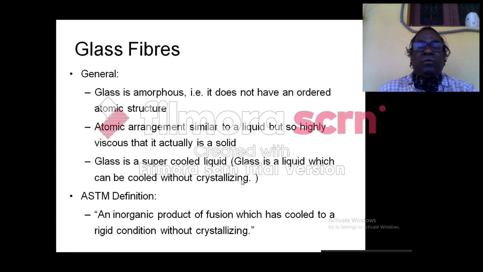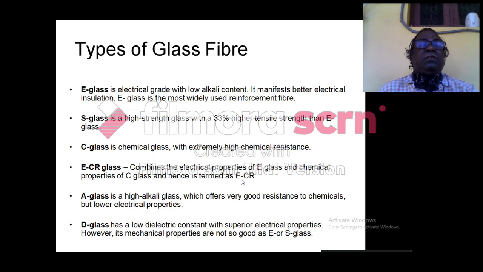So for glass, there are so many definitions. One of the definitions is from ASTM: an inorganic product of fusion which has cooled to a rigid condition without crystallization. So these are the types of glass: E glass, S glass, C glass, ECR glass, A glass, and D glass. The base content is an amorphous glass silicon material, but there are different grades based on the requirement. E glass is the electrical grade, so we can use it for electrical purposes. Like that, there are so many grades.